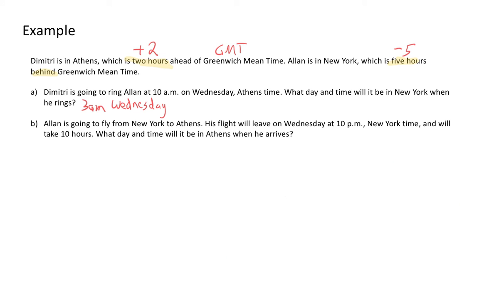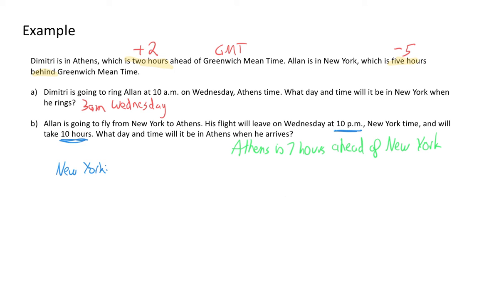So moving on to part B, Alan is going to fly from New York to Athens. His flight is going to leave on Wednesday at 10 p.m. New York time, and is going to take 10 hours. What day and time will it be in Athens when he arrives? From the first part of our calculation, we already know that Athens is 7 hours ahead of New York. So we can use that in this calculation. He is leaving New York at 10 p.m.